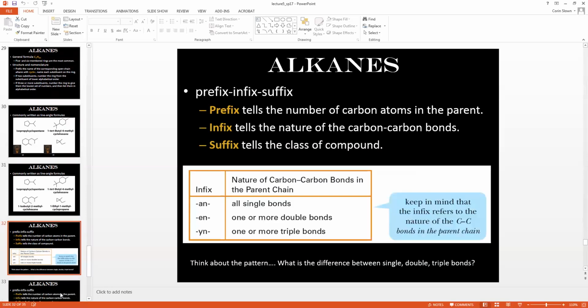So if we think about alkanes, it's a prefix, infix, suffix, where the prefix tells the number of carbon atoms in the parent, the infix tells the nature of the carbon-carbon bond, and then the suffix tells the class of compounds. So ane is all single bonds, ene is 1 or more double bonds, yne is 1 or more triple bonds. Keep in mind that the infix refers to the nature of the carbon-carbon bonds in the parent chain. So think about the pattern. What is the difference between single, double, and triple bonds? It really comes down to how many hydrogens are found on those carbons.